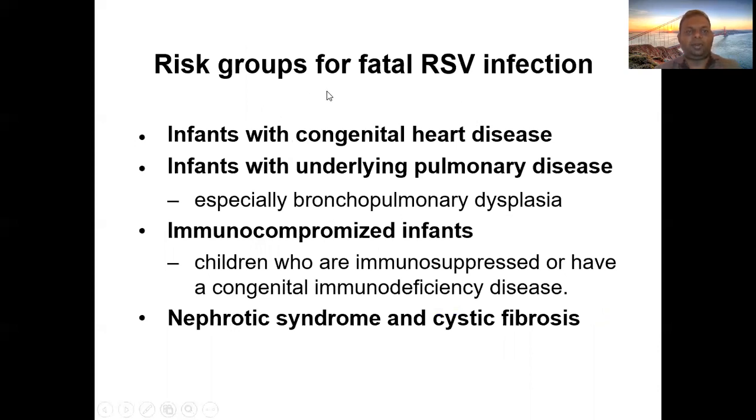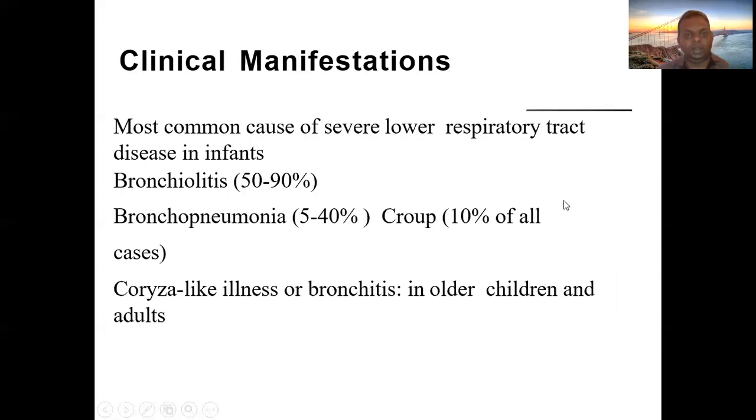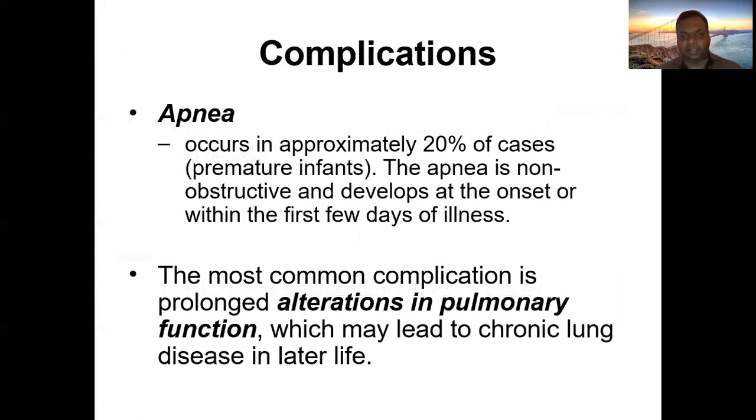There are some risk groups for fatal RSV infections: infants with congenital heart disease, underlying pulmonary diseases, immunocompromised individuals, nephrotic syndrome, same as immunocompromised, and cystic fibrosis. Cystic fibrosis is not common in our country. Clinical manifestations are almost the same, but it gives bronchiolitis, with complications like apnea.